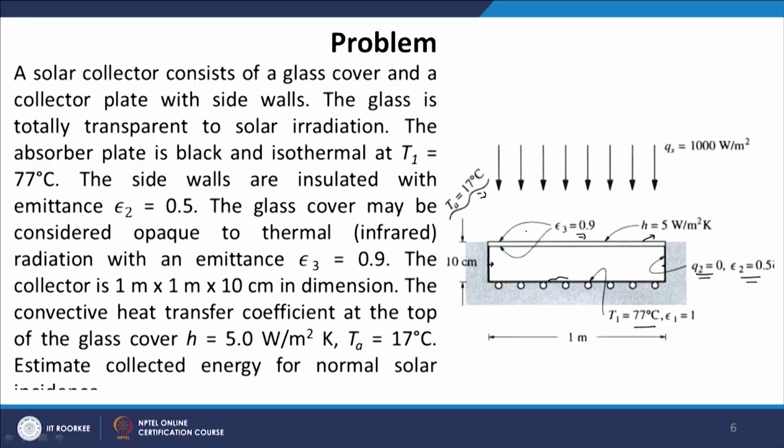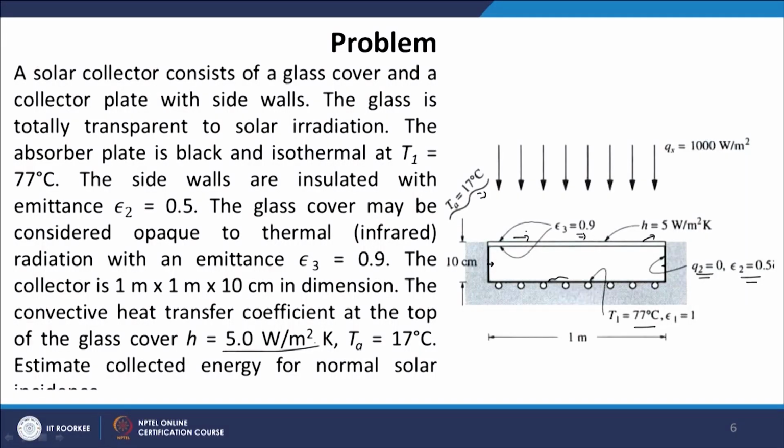Although this is a point of discussion of a different lecture where we will combine radiation with convection, here we have convection on the top surface, with a heat transfer coefficient of 5 watt per meter square Kelvin. Any effect of free convection inside the enclosure is neglected. What we have to find out is the total amount of energy collected by the collector with this glass cover and without the glass cover. So, let us solve this problem using the electric analogy.